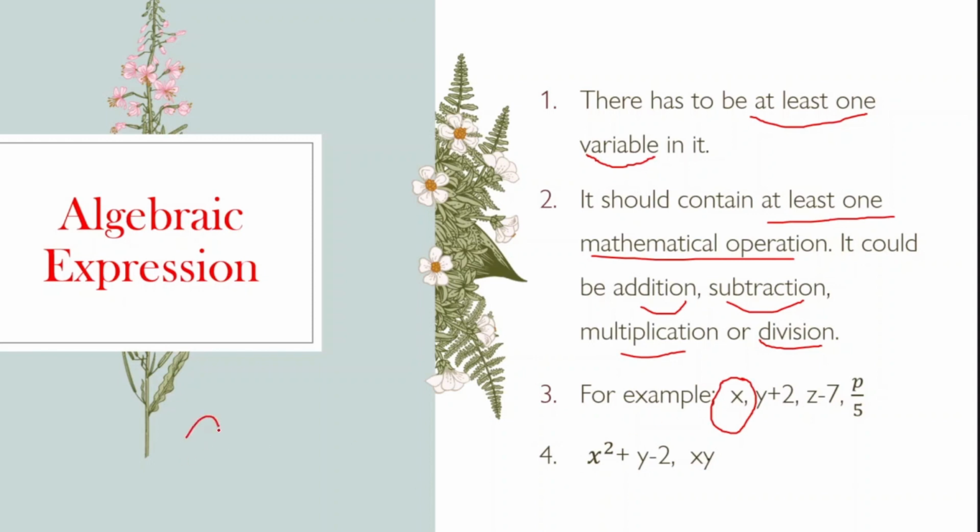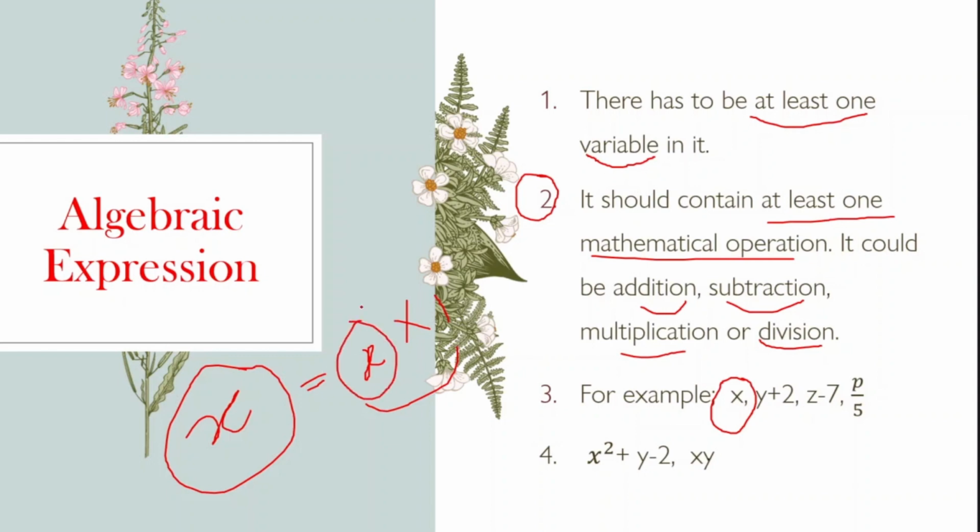The first condition says there has to be at least one variable. So x has a variable x in it, right? But the second condition should also be satisfied, which says there has to be one mathematical operation. Now tell me, where in this x can you see the mathematical operation of addition, subtraction, multiplication, or division? Is it there? Yes, it is. Why? Because x can always be written as x times 1. It is not changing its value. X times 1 is x only. So we do have a variable, and we do have a mathematical operation of multiplication. That is why x is an algebraic expression.